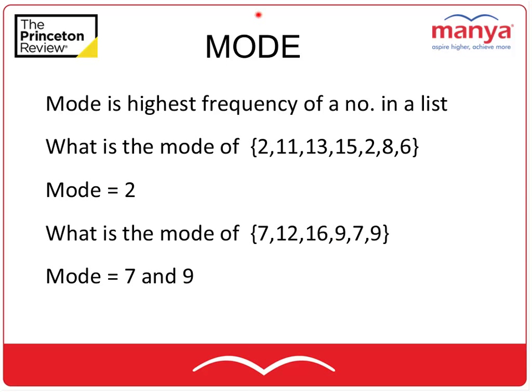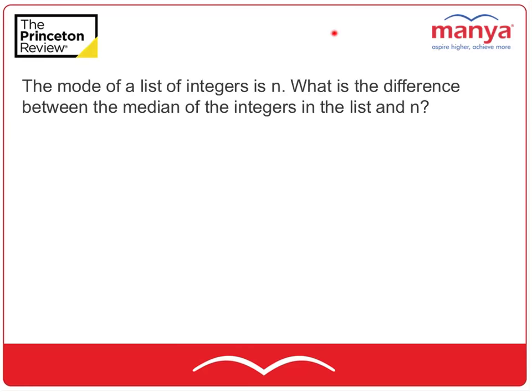Okay. So now moving on to the questions involving the mode. The mode of a list of integers is n. What is the difference between the median of the integers in the list and n? So since we have already seen median and mode, now we are going to combine them in a question like this. If the mode of a list of integers is n, what is the difference between the median of the integers in the list and n?